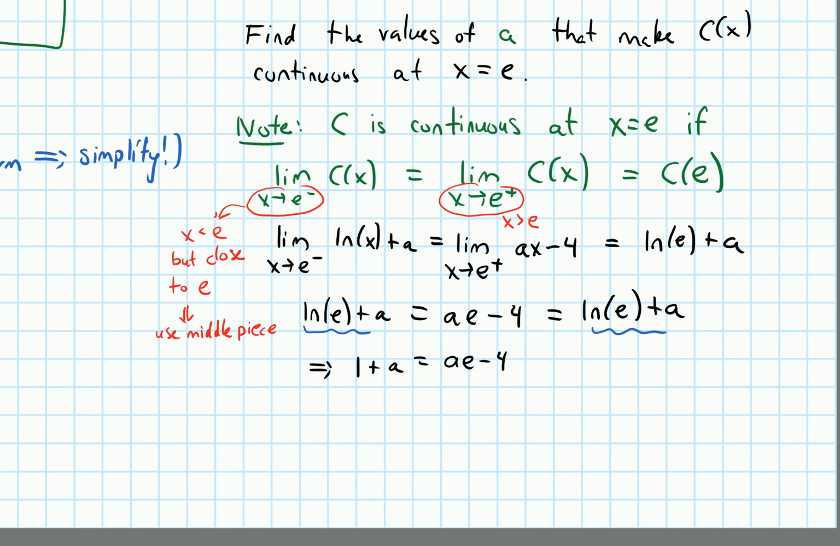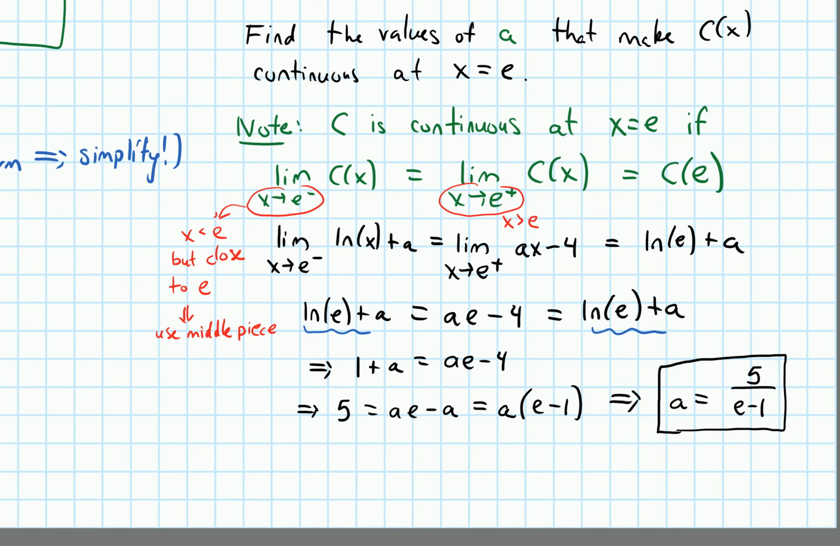Let's continue to simplify. Let me add the 4 to the left, and that'll give me 5, and move this a to the right, and that'll give me ae minus a. I'm trying to solve for a, so let's factor the a out, and I'll get a times e minus 1. And now I just need to divide e minus 1 over. So we get a equals 5 divided by e minus 1.